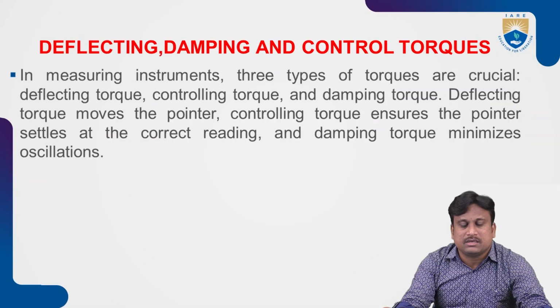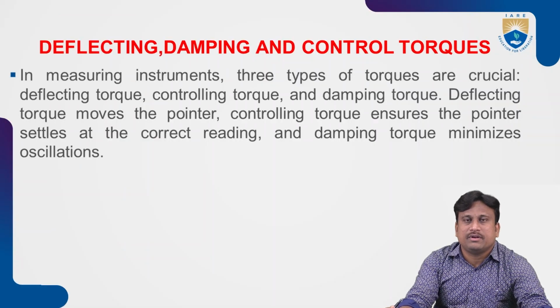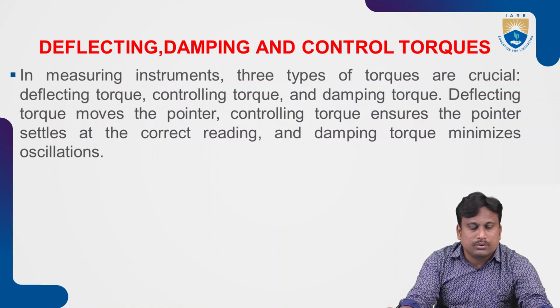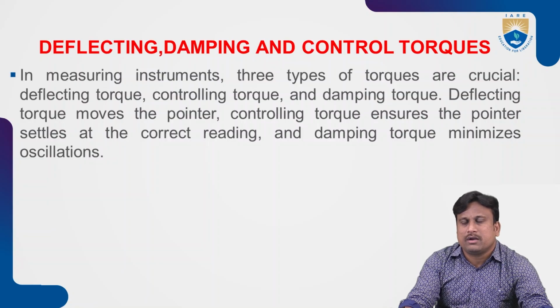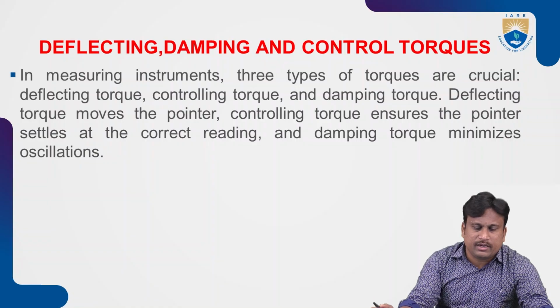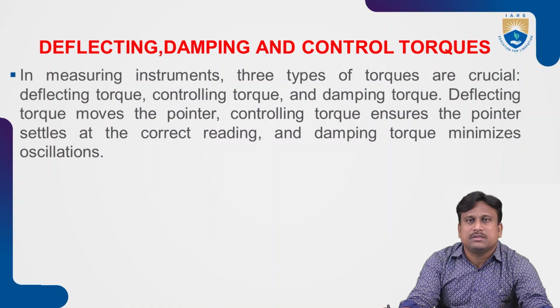Usually three torque phenomena are associated with measuring instruments: deflecting torque, damping torque and controlling torque. These torques help the pointer move over the scale and give suitable results. Without these torques we cannot get accurate results and outputs from the instrument, so these three types of torques are very crucial.